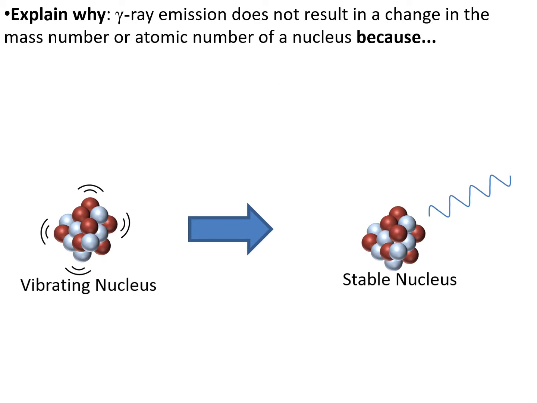Explain why gamma ray emission does not result in a change in the mass number or atomic number of a nucleus.